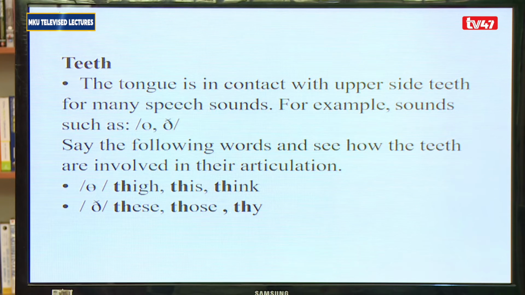Take your tongue, let it touch the upper side of the teeth, as in the sounds that are shown. Say the following sounds and see how your teeth are involved in the articulation. Number one, we have thigh. Thigh. Your tongue is in contact with your teeth.